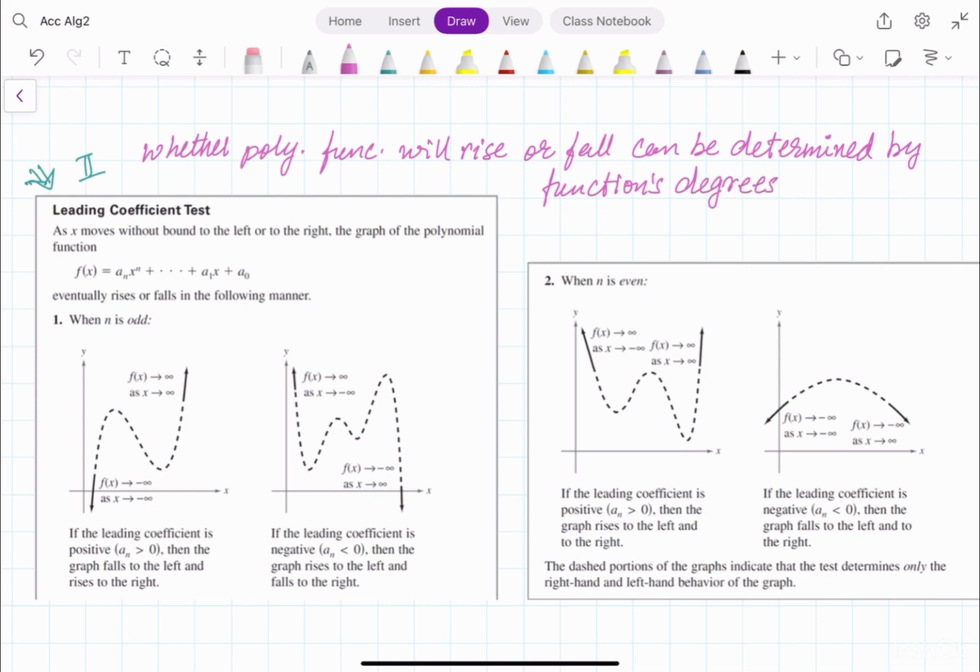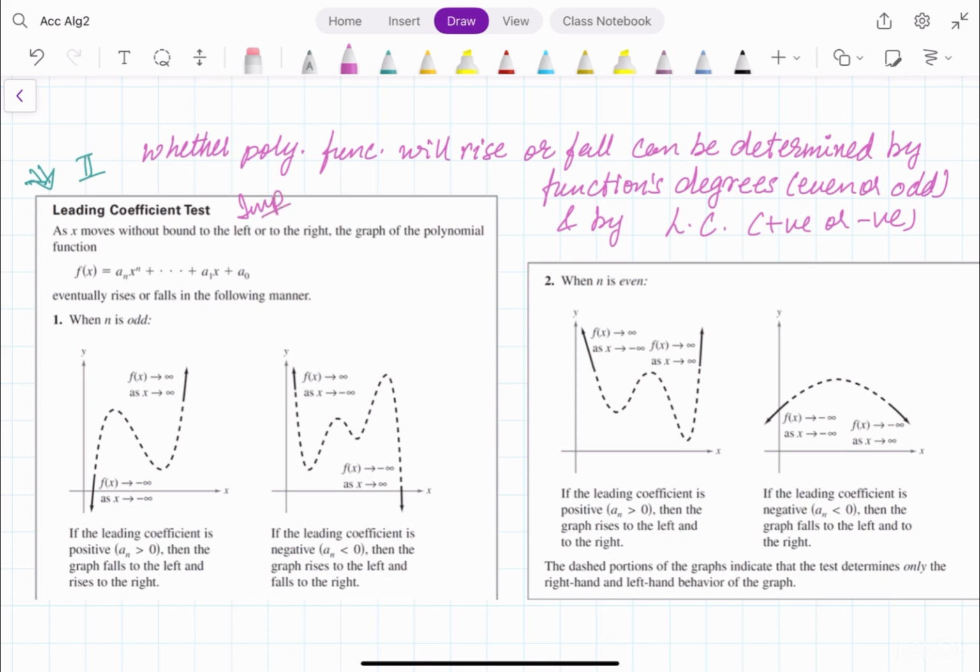When we looked at the quadratic function, we said if the coefficient of x squared is positive, the U shape is upward facing. When it is negative, the U shape is downward facing. So that is the same thing. The leading coefficient will determine the behavior of the function.